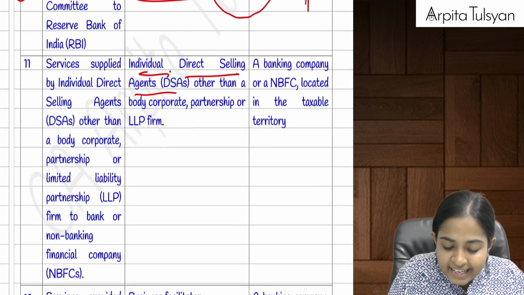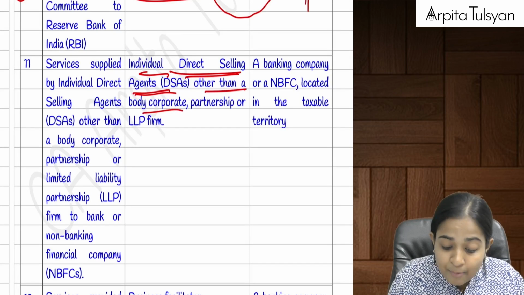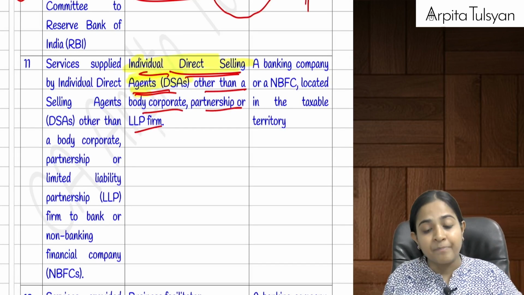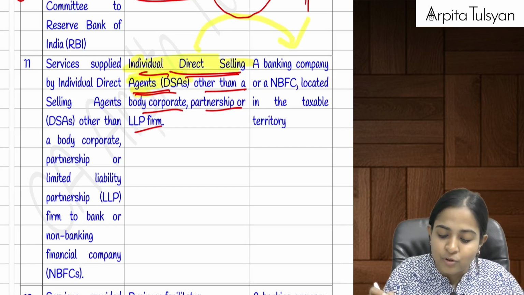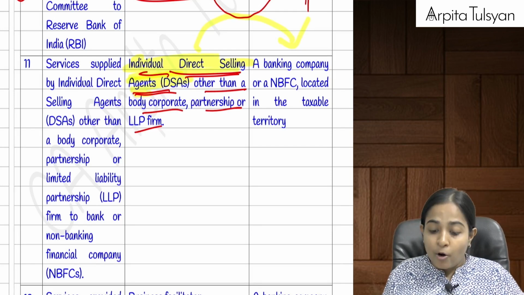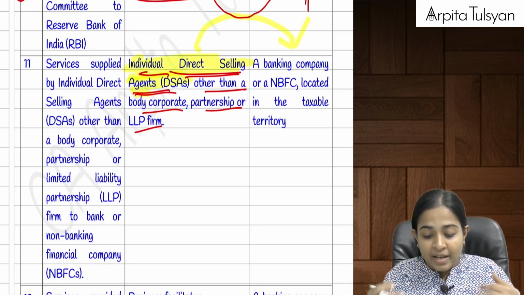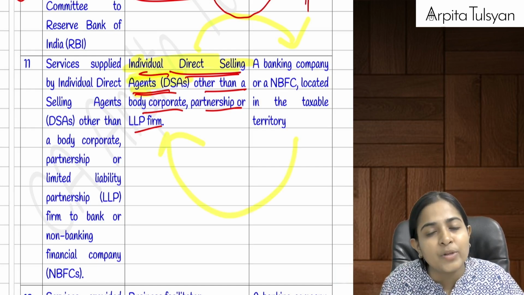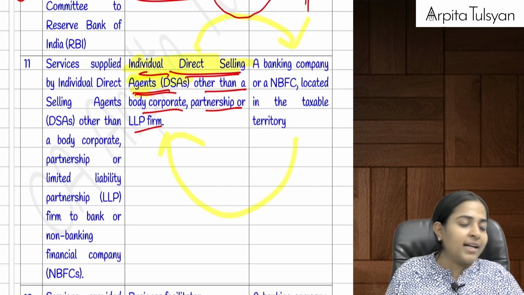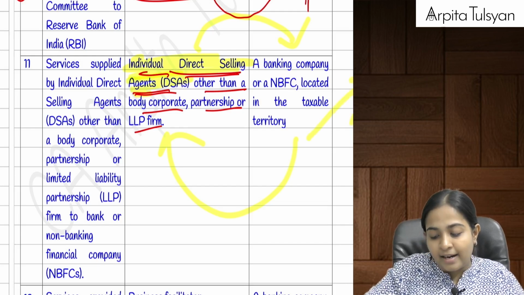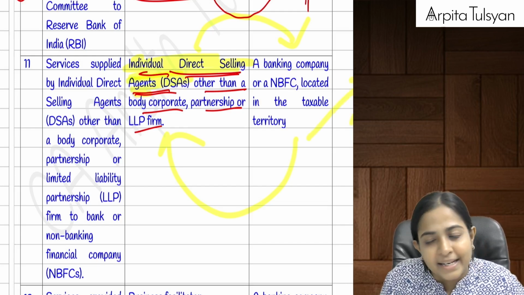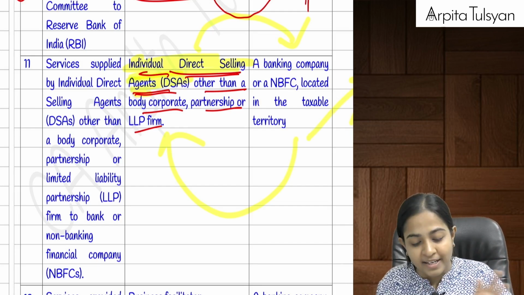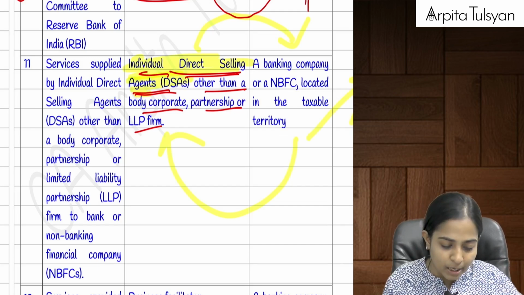So if there is an individual direct selling agent, other than a body corporate, partnership or LLP, can we say he is providing service to the banking company or NBFC, since he is getting customers like me? So the bank will pay the commission to that individual DSA, and the liability to pay the GST is on the banking company or the NBFC. Only individual DSAs, not partnership, companies or LLP DSAs.